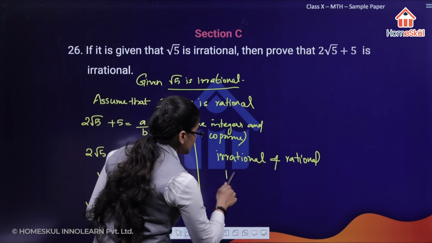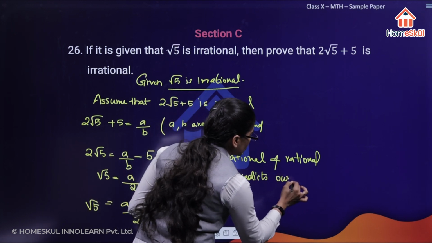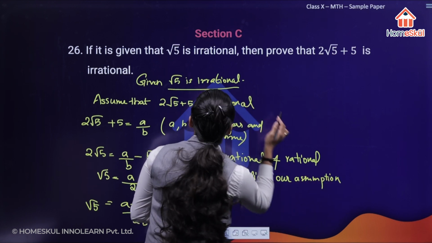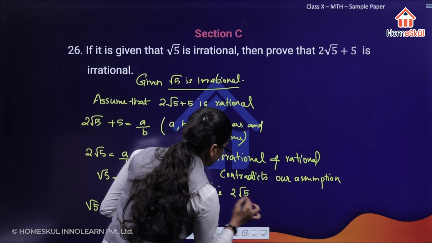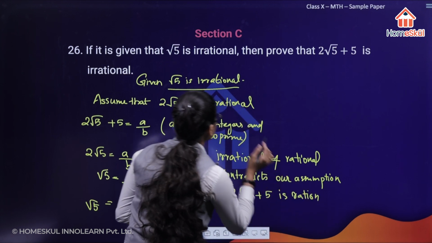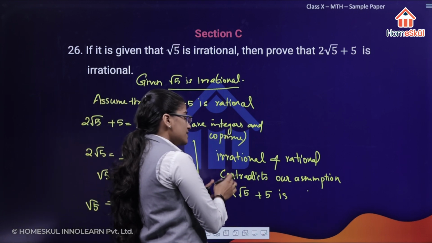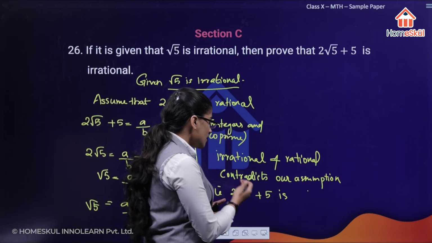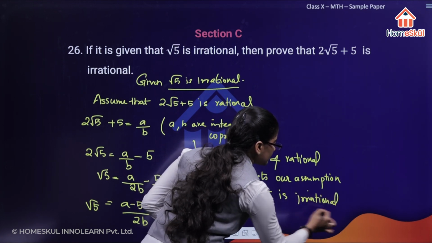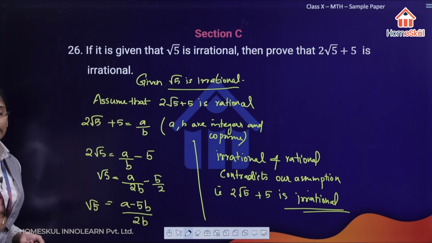That means this contradicts our assumption, right? What was our assumption? Our assumption was that 2 root 5 plus 5 is rational. That means this contradicts our assumption, which means 2 root 5 plus 5 is irrational. Okay? This is how we will be proving this question. Clear? So, shall we move on to the next question?